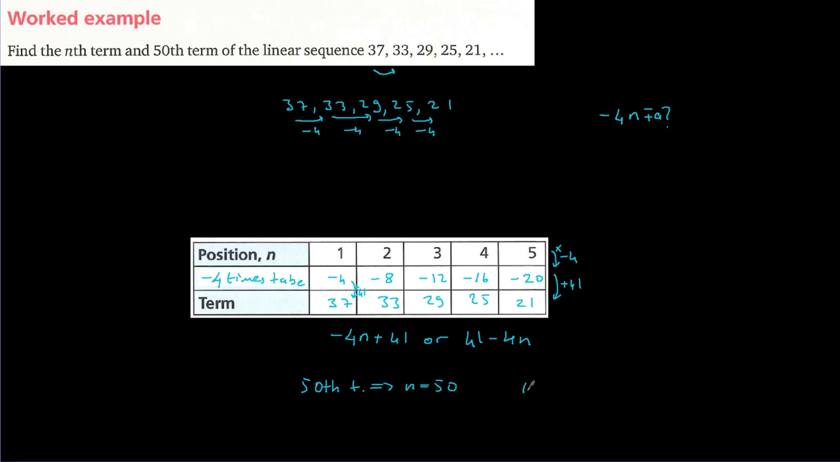So 41 minus 4 times 50 is going to be equal to 41 minus 200, which is equal to minus 159.